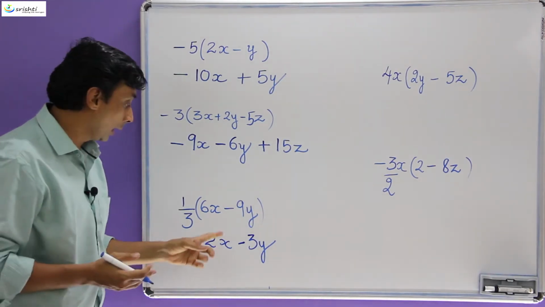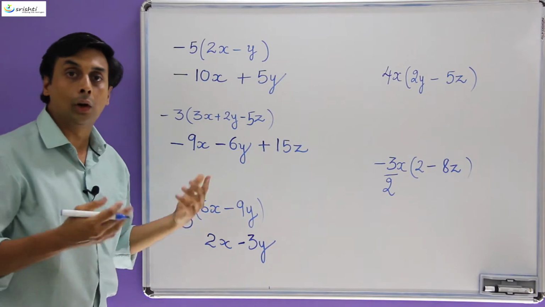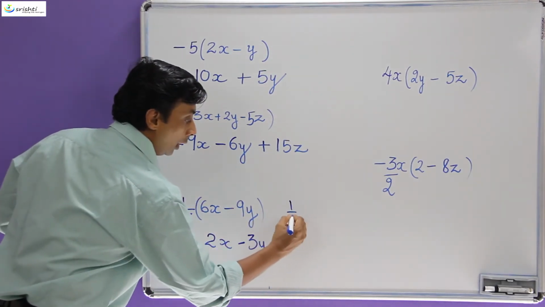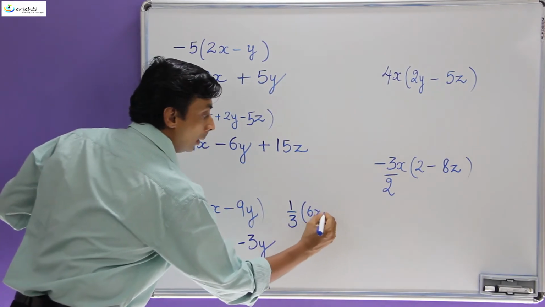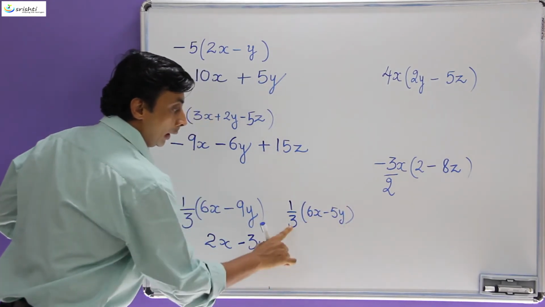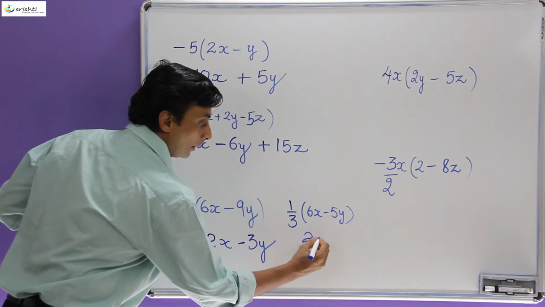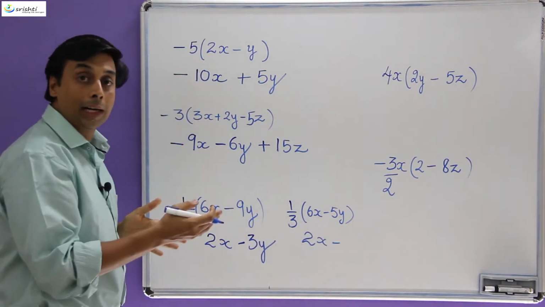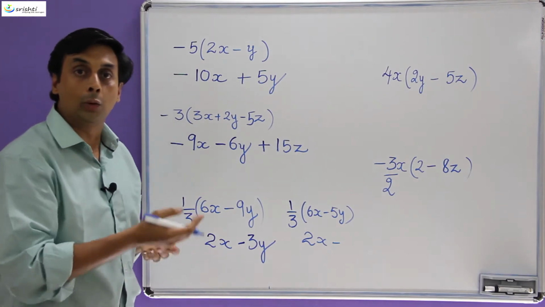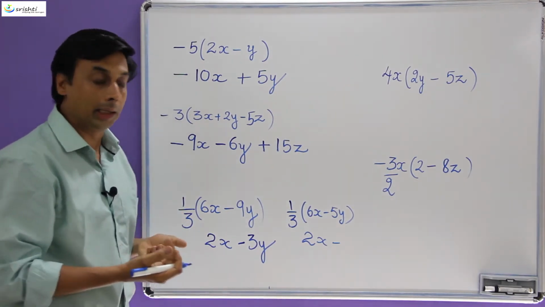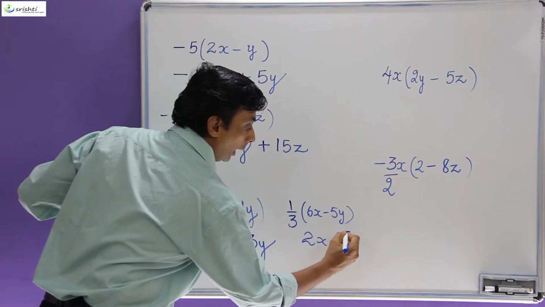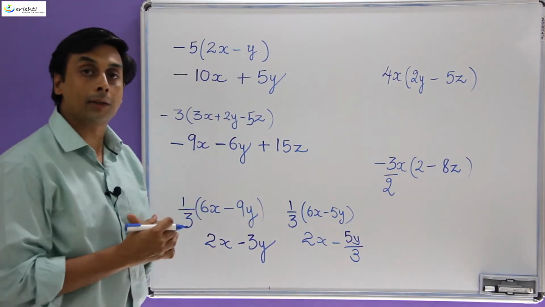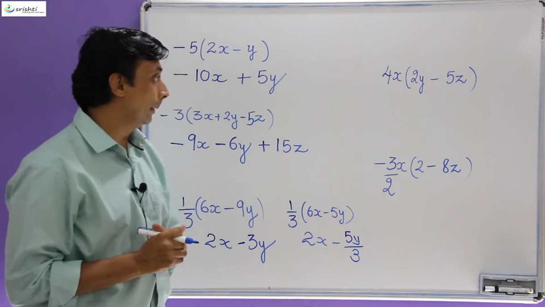Now suppose there was some number over here which was, say, not divisible by 3. Just for example, assume that the problem was 1/3 of 6x minus 5y. So 1/3 of 6x is 2x minus 1/3 of 5. So 1/3 of 5 is simply 5 by 3. You cannot simplify 5 and 3, right? So 1/3 of 5y is simply 5y divided by 3. So the answer is 2x minus 5y by 3.